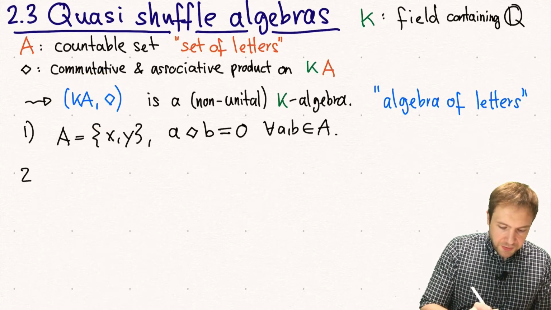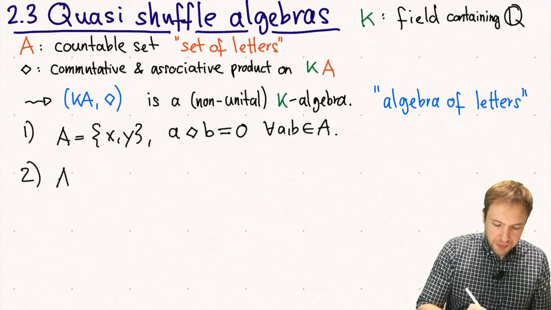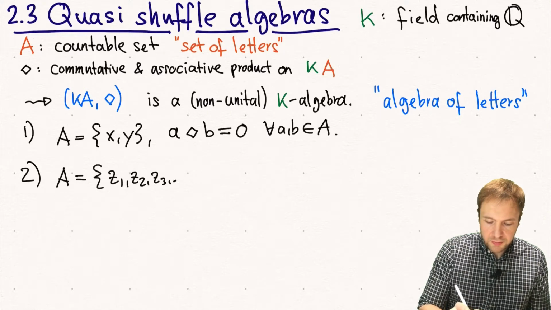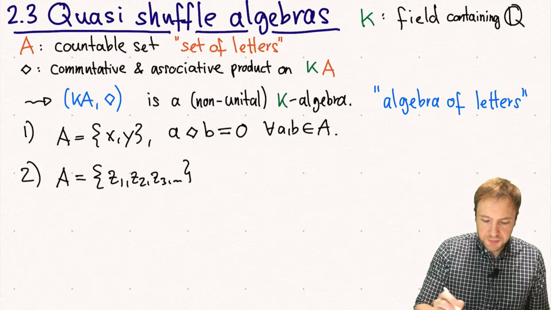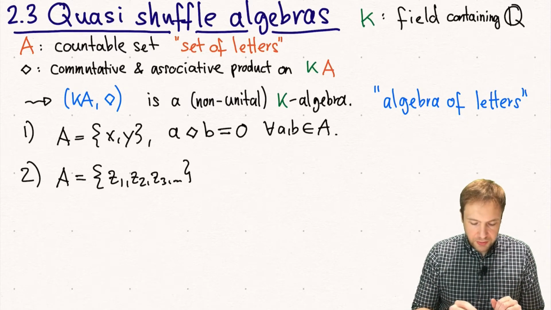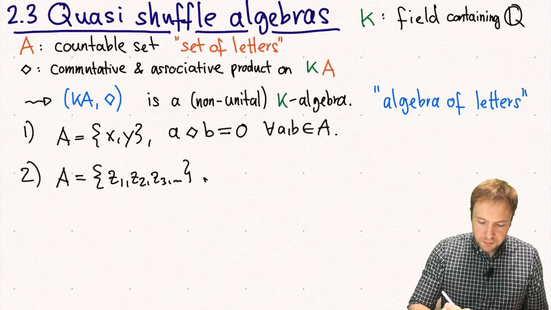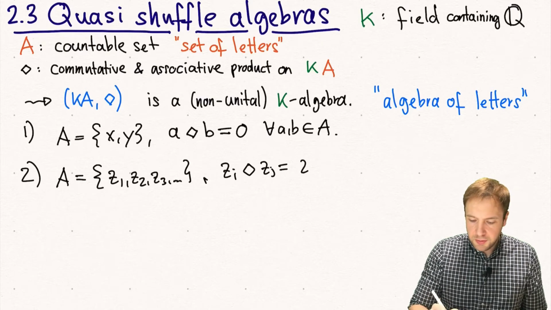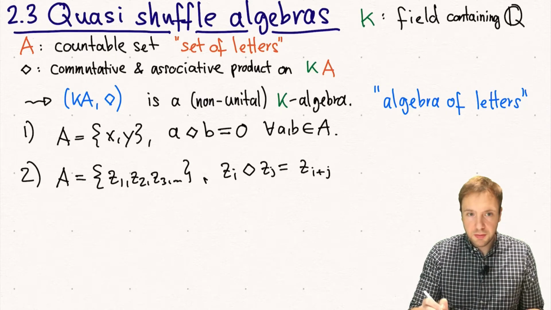But maybe a more interesting case, if we take A to be the set Z1, Z2, Z3. So now these Z are just formal variables, so they don't have a connection to this x and y. And now we can define this diamond product of Zi and Zj to be Z_{i+j}.